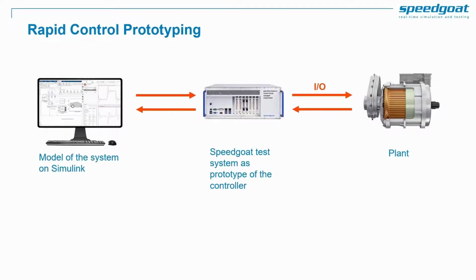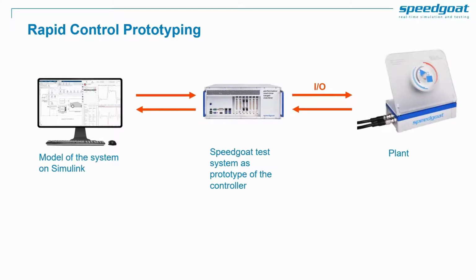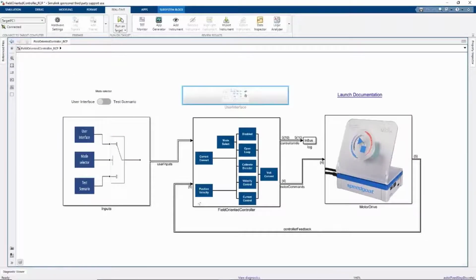The system now looks like this. The prototype of the controller is connected to the real plant under test using the I/O interfaces from the test system. In the case of the reference application, the plant is a real motor. Let us look into how we can use rapid control prototyping to prototype our motor controller in the reference example.